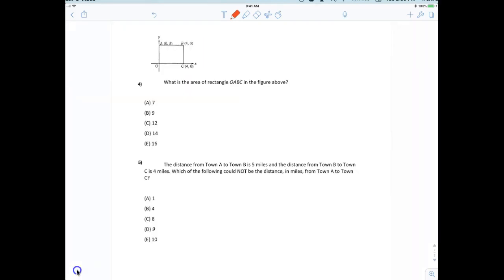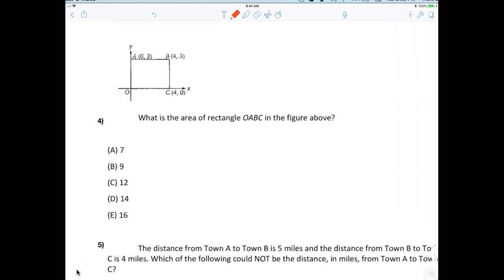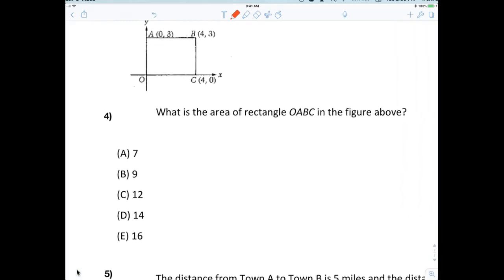Get to work. On number 4, please. Very, very important. We just worked on area, so this should have been an easy one. Right? The answer is, Thomas, did you get an answer for number 4? No? What did you get?